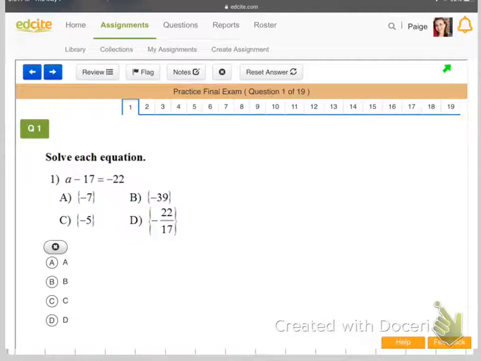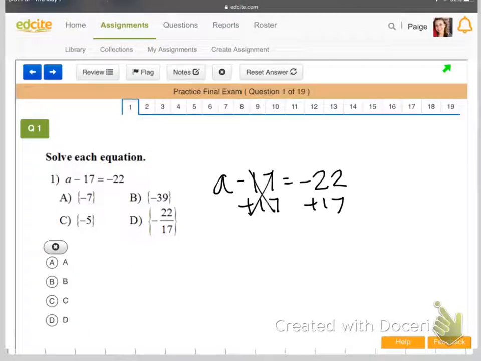Number one, we've got a minus 17 equals negative 22. I'm always going to write it over here on the side so I can show my work with you guys. We want to solve for a, so we move that negative 17. I'm going to add 17 on both sides for these to cancel out. So I've got a equals, and negative 22 plus 17 gets me 5. So my answer is C for number one.